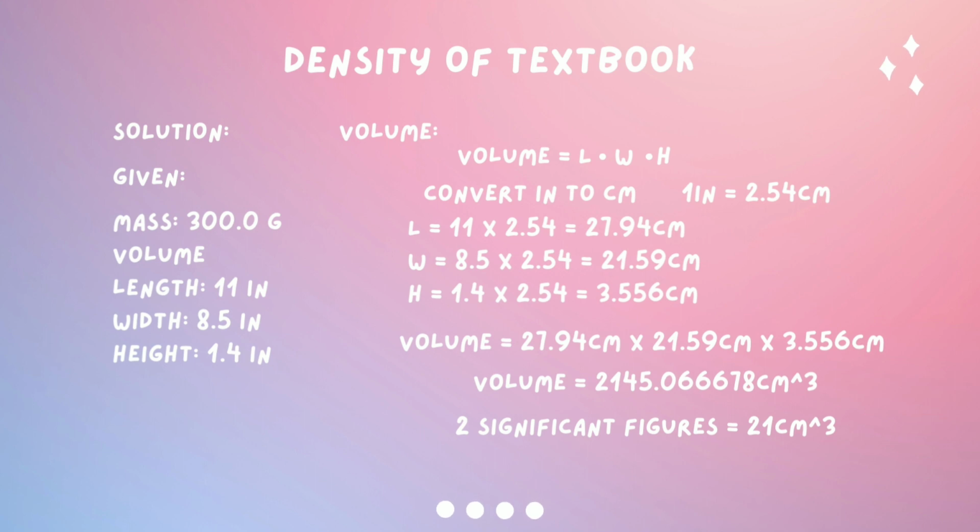To compute for volume, we have to substitute. So we have the length of 27.94 centimeters multiplied by width, which is 21.59 centimeters, and multiplied by height, which is 3.556 centimeters. After multiplying these values, we are able to get the volume, which is 2,145.066668 cubic centimeters.